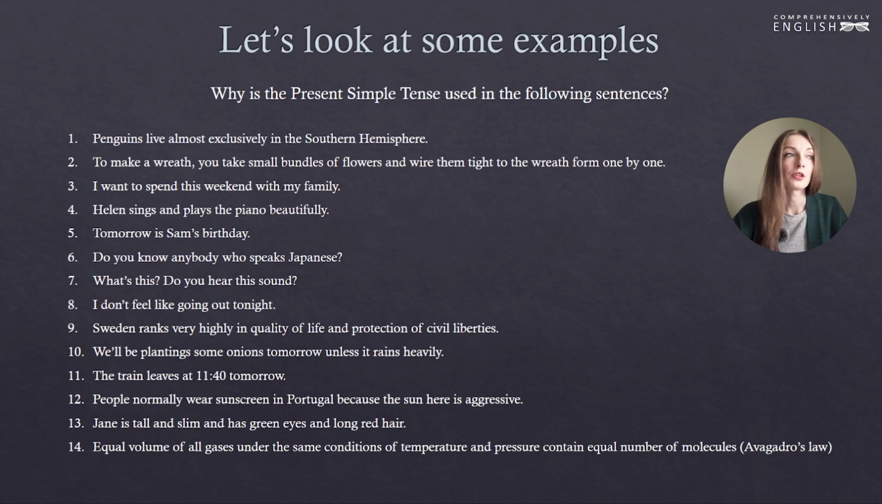To make a wreath, you take small bundles of flowers and wire them tied to the wreath form one by one. That's an instruction, and we give instructions, we write recipes in the present simple. You do this, you do that. We can also use the imperative mood here, yeah? Do this or do that.